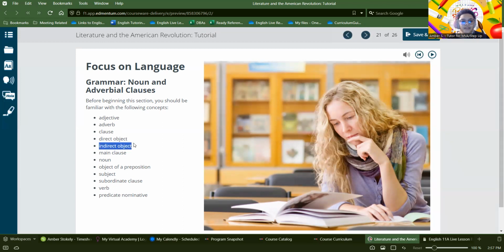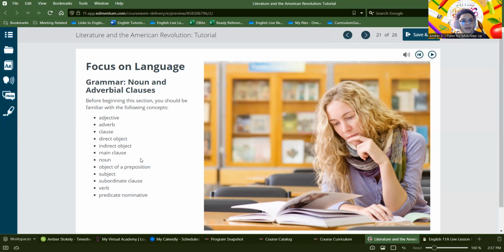Indirect object is something in the sentence that has something happening to it. So if Jill is throwing the ball, Jill is the direct object. And the indirect object is the ball. The ball is the thing that's being thrown. That's what's happening to it. So direct object, person, place, or thing doing something. Indirect object, person, place, or thing something is happening to.